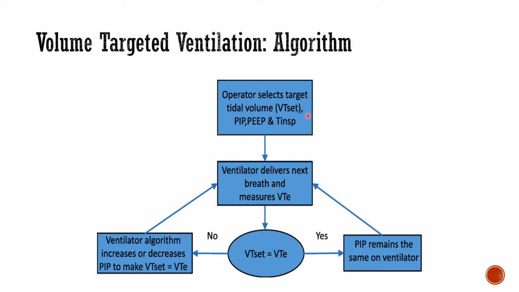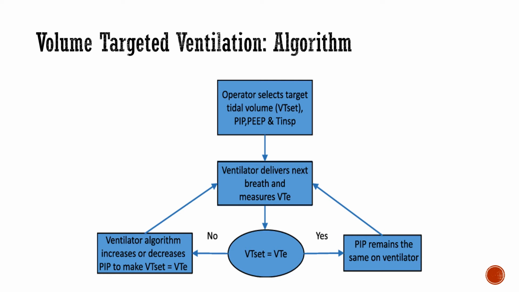We set a specific target tidal volume and maximum peak inflation pressure, along with the positive end expiratory pressure and inspiratory time, which remains set. The ventilator delivers a breath and measures the end expiratory tidal volume of the previous breath. If this is equal to our target tidal volume, then the pressure delivered remains same as the working pressure, which is that of the previous breath.